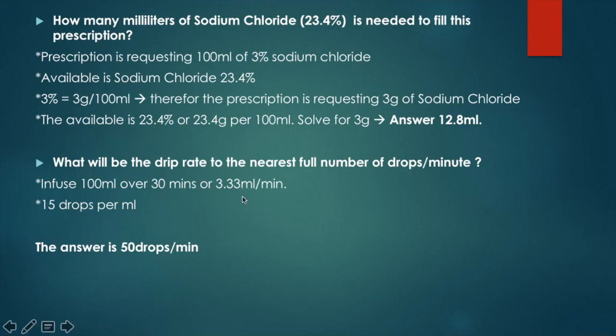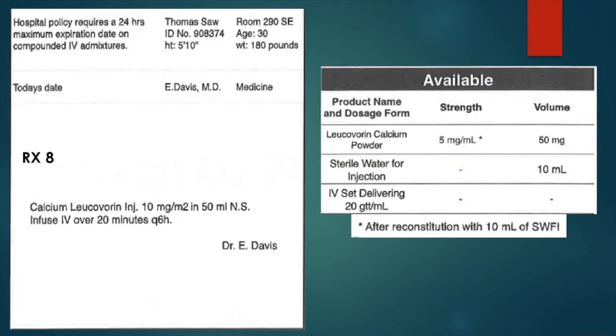You divide it as 3.33 mLs per minute. And then it's set as 15 drops per ml. You multiply, you get 50 drops per minute. Hang in there with me, guys. We're almost there. But you're getting different versions of these questions. If you practice, you should not get any of these wrong.